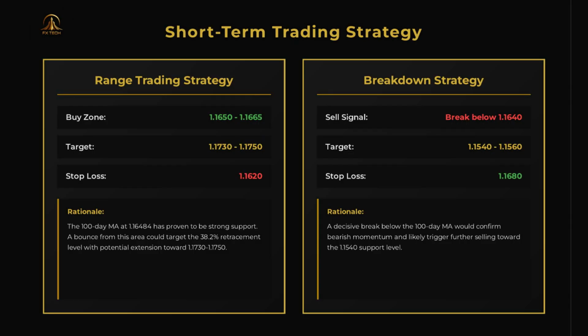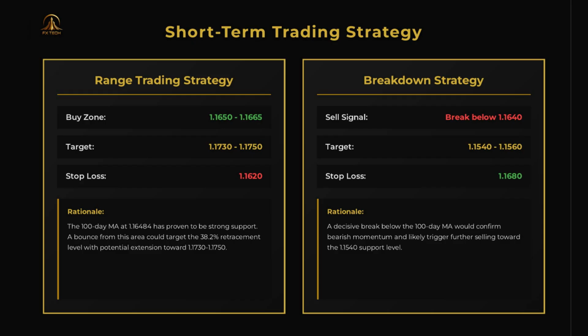We present two distinct short-term trading strategies. The range trading strategy targets a bounce from current levels with a buy zone at 1.1650 to 1.1665, targeting 1.1730 to 1.1750, and a stop loss at 1.1620. The rationale is that the 100-day MA has proven to be strong support, and a bounce could target the 38.2% retracement level.